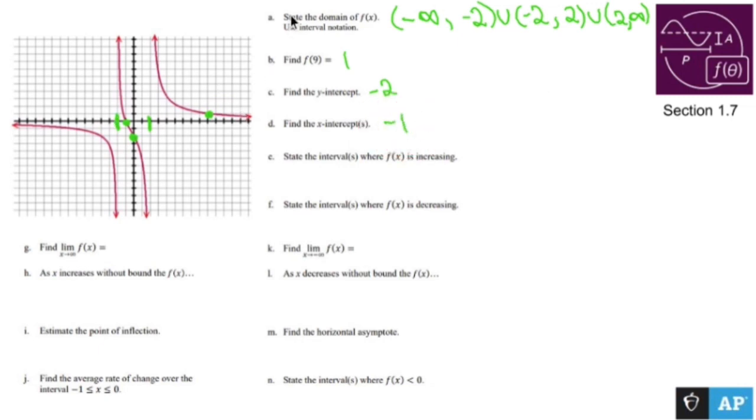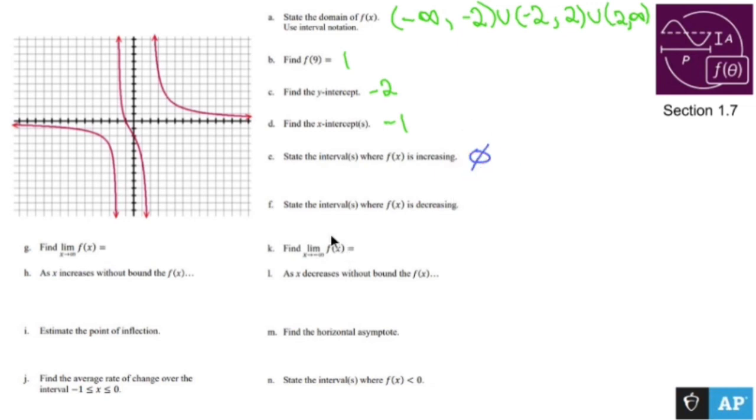All right, so we've answered 4 of them. Let's clean this up a little bit, get a new color, and keep this train rolling. State the interval or intervals where f of x is increasing. All right, well, from the left to the right, decreasing, decreasing, decreasing, decreasing, decreasing, disappears, way up here, decreasing, decreasing, decreasing, decreasing, disappears, way up here, decreasing, decreasing, decreasing. So where is it increasing?